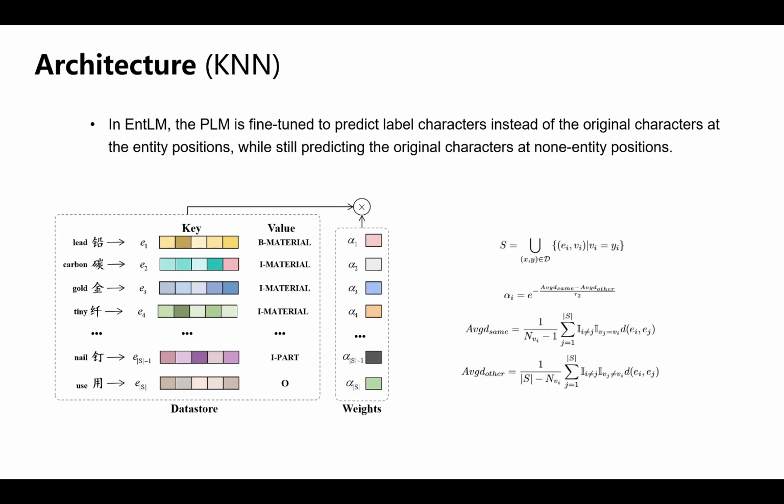In this section, the data store is the set of all key-value pairs constructed from all labeled characters in the training set, where the key is the representation of characters and the value denotes the labeled entity type. In addition, we also introduce a weighting factor to each key to modify the distribution of KNN. The key is given a weight proportional to the similarity it causes. The larger the negative difference between the mean distance of keys from the same label and the mean distance of the keys from other labels, the larger the weight.